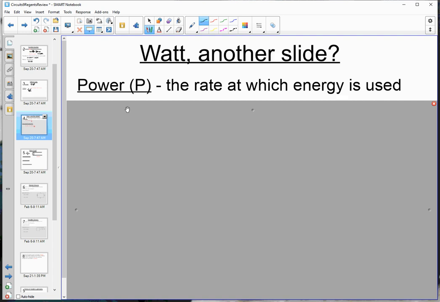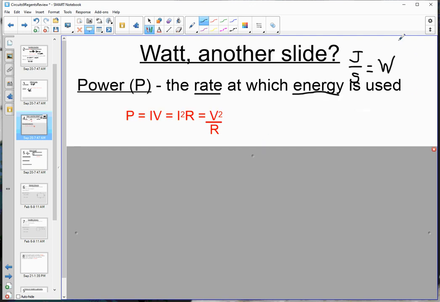Power, electrical power, is the rate at which energy is used. The rate at which energy is used. So notice that's going to be the joule per second. So power, even before we discuss the equations, is going to be a joule per second, which, as the clever title tells you, is a watt, capital W.